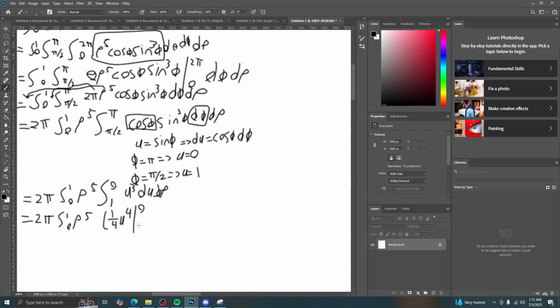And then from 1 to 0, it's going to be plug in 0, you get 0. So 2 pi and then 1/4 times. So plug in 0, you get 1/4 times 0 to the 4th power. 0 to the 4th power is 0. 1/4 times 0 is 0. So we have 0 minus, let me plug 1 in. 1 to the 4th power is 1. So that's just going to be 1/4. So minus 1/4.